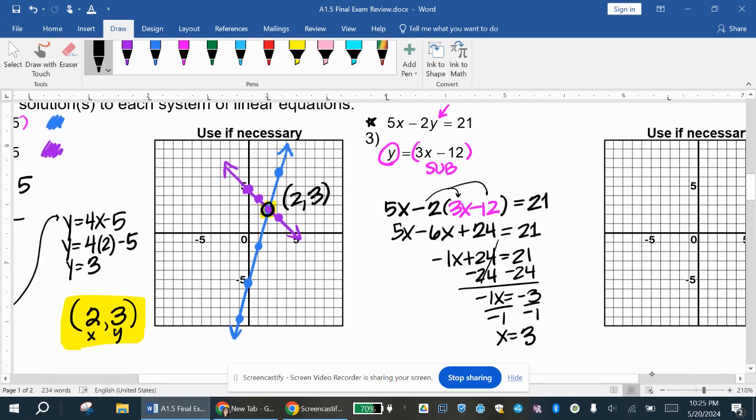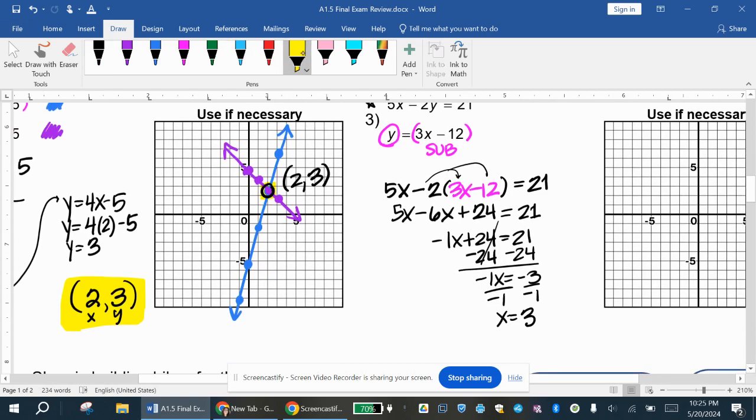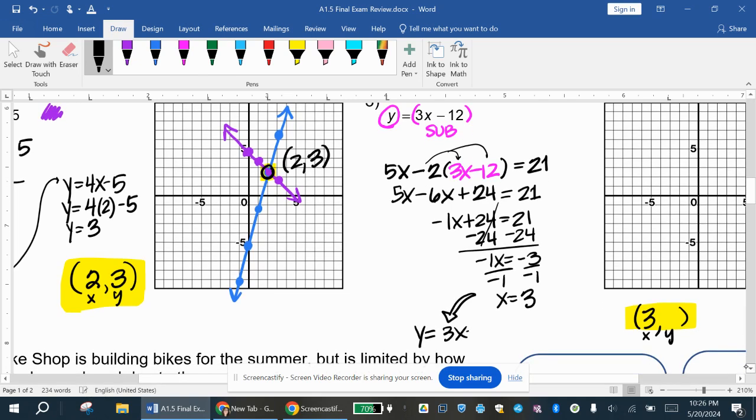So remember, your solutions are always ordered pairs if it actually has a solution. So I've got 3 comma something. Got to find his partner. So I'm going to go ahead and substitute this into any of the original equations. I'm going to use the one with the isolated variable, which was 3x minus 12. Y equals 3x minus 12. Well, guess what? We just found out that x is 3. So you get 3 times 3 is 9, minus 12 is negative 3. So our solution is going to be 3, negative 3.